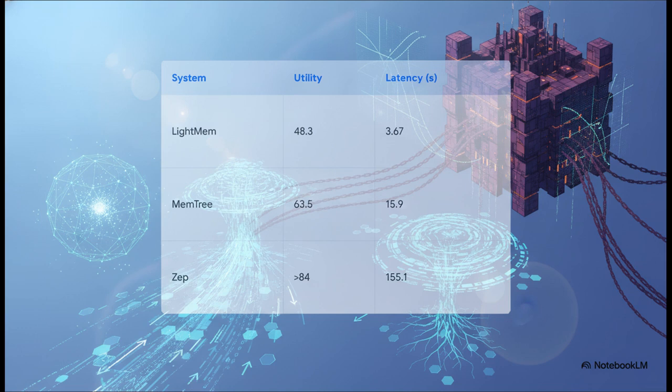Reviewing the operational parameters side by side, LightMem achieves 48.3 normalized utility at a mere 3.67 seconds per query, whereas highly structured systems like Zep push latency beyond 150 seconds to achieve their top-tier utility. You are directly trading raw compute time for reasoning capability.